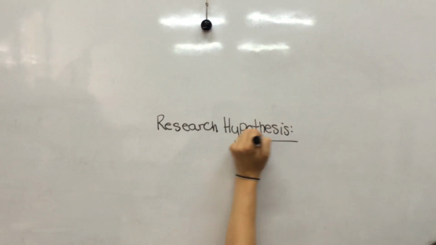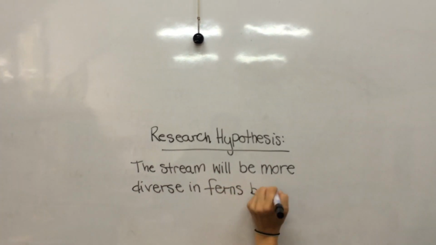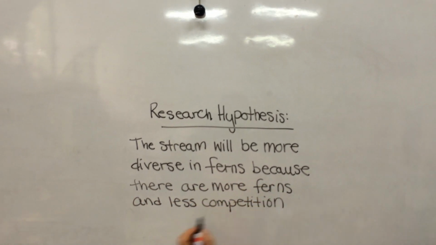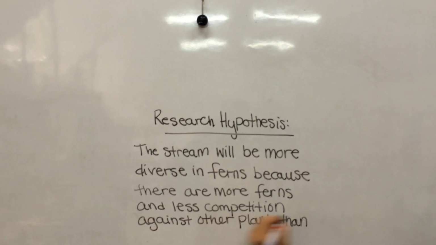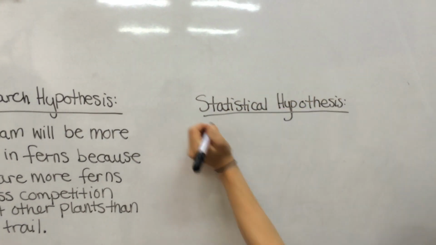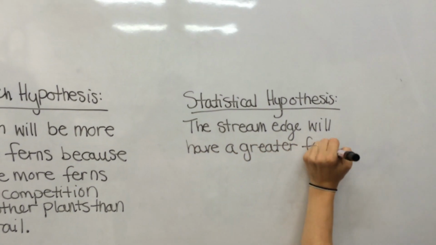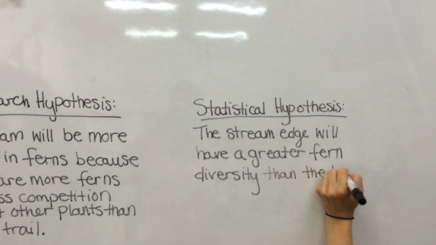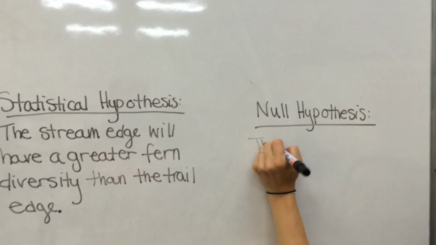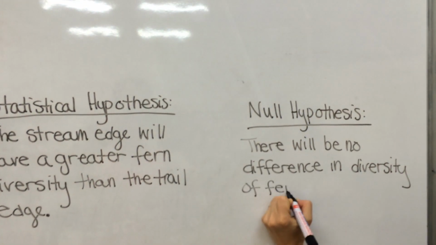Our research hypothesis is the stream will be more diverse in ferns because there are more ferns and less competition against other plants than on the trail. Our statistical hypothesis is that the stream reach will have a greater fern diversity than the trail reach. Our null hypothesis is there will be no difference in diversity of the ferns on the stream and trail reach.